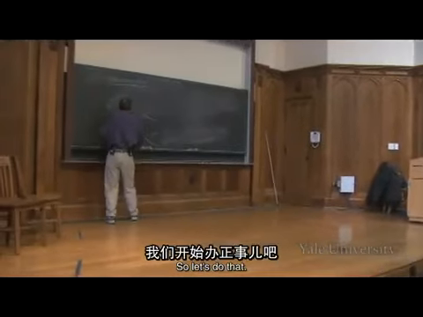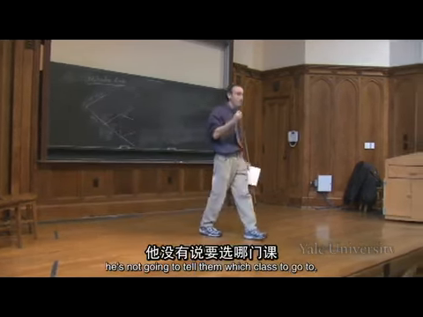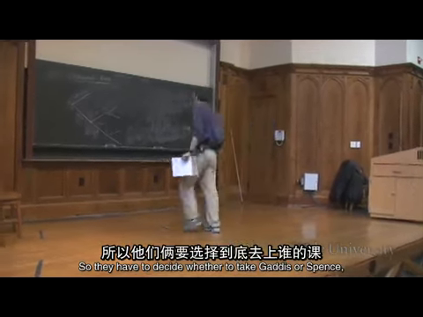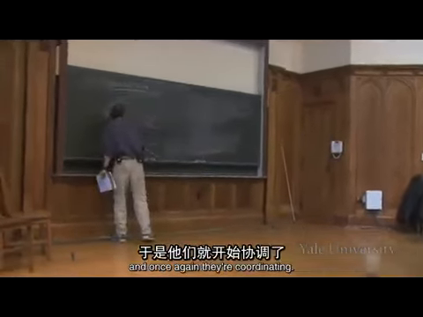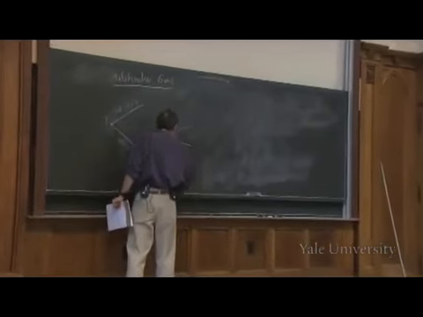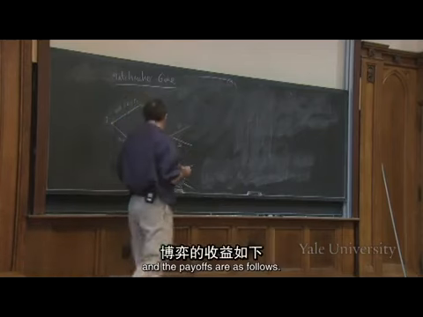So let's do that. Unfortunately, Jake makes the same mistake I do. He's not going to tell them which class to go to. So they have to decide whether to take Gaddis or Spence. And once again, they're coordinating. We'll call them players 2 and 3. So here they are trying to coordinate. And the payoffs are as follows.